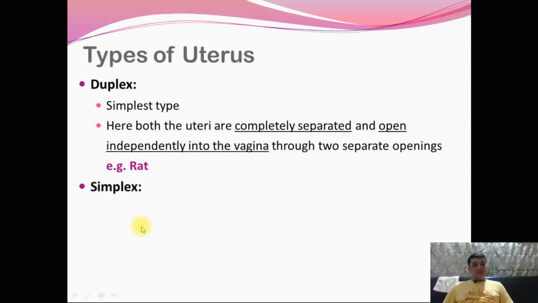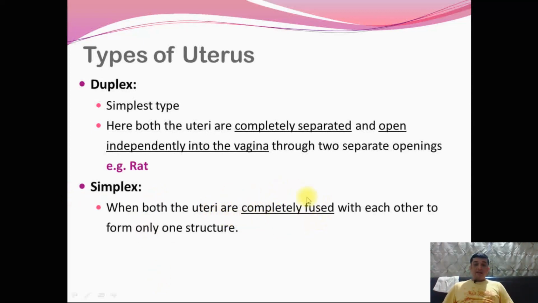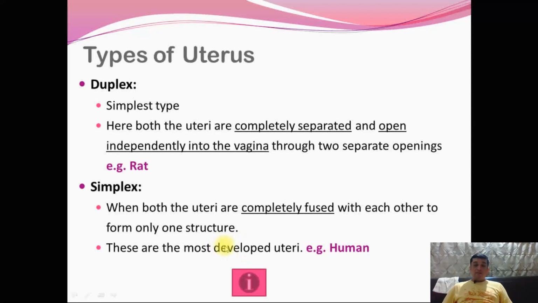Second is simplex. Here both uteri are fused. Now why are they fused, and why do we say this is the highest level of development? Because if two uteri are fused, the contraction of this thick uterine wall will help in childbirth. Also, this complete structure formed by the fusion of two uteri allows maximum growth, which increases the chances of survival of the fetus within the female's body, within the uterus. So that is why we say it is the most developed type of uterus, and that is what is observed in humans.